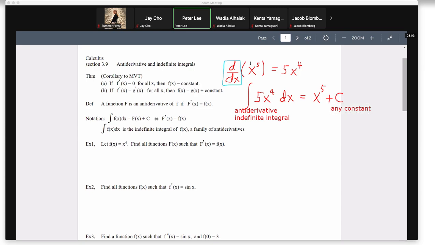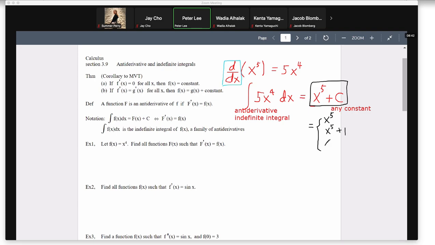When we write an expression like x to the fifth power plus c, what that means is that this is referring to a family. So when you say x to the fifth power plus c, that really means x to the fifth power where c could be 0, or it could be x to the fifth power plus 1. The constant could be 1, or the constant could be 0.